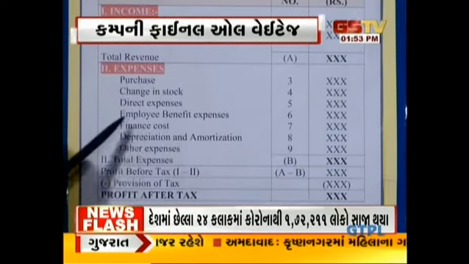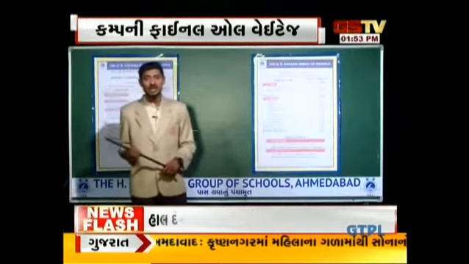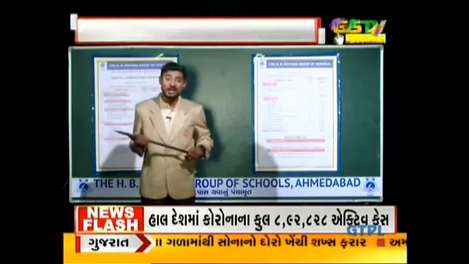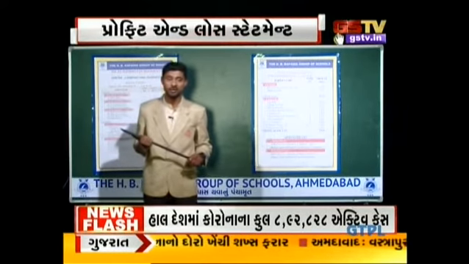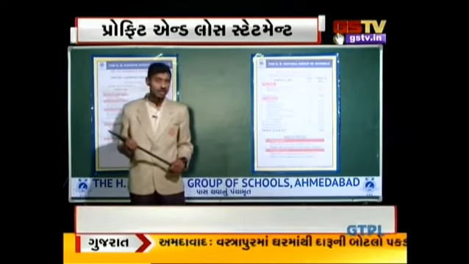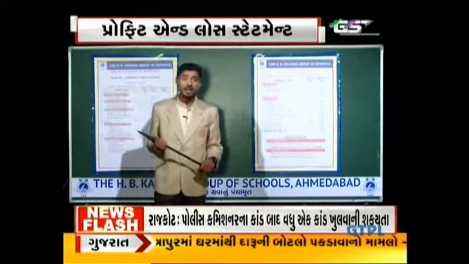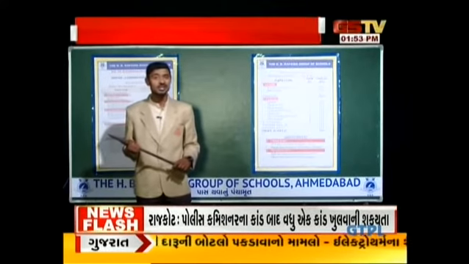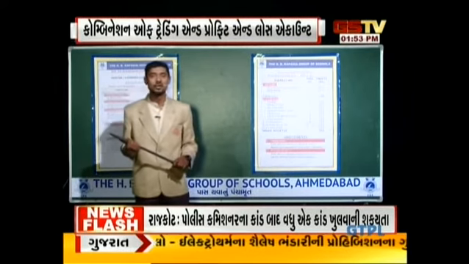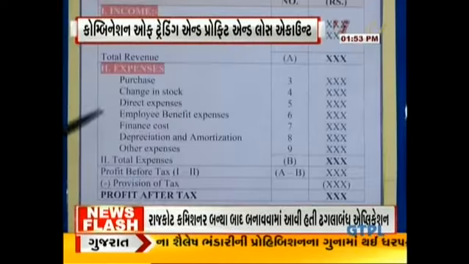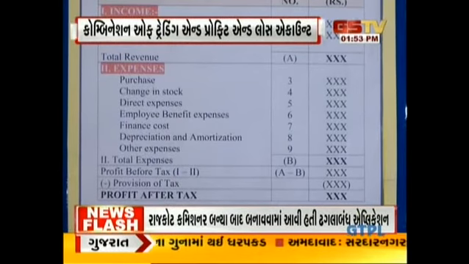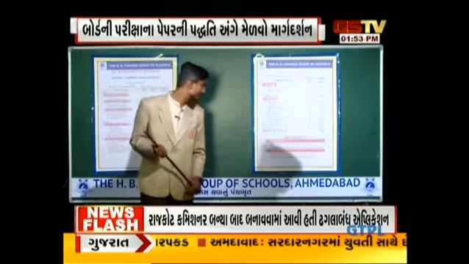Next heading is finance cost. Finance cost means the cost which is incurred to bring finance into the business. Let's suppose we have taken a loan, so interest on loan is finance cost. If we have issued a debenture, then interest on debenture is finance cost. So these kinds of expenses are mentioned. Apart from that, bank charges are also considered as finance cost.